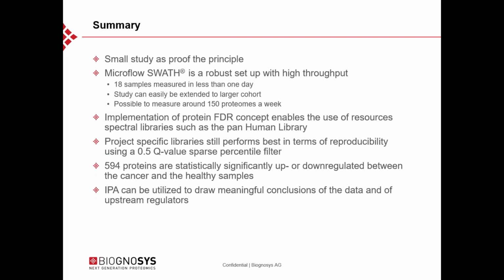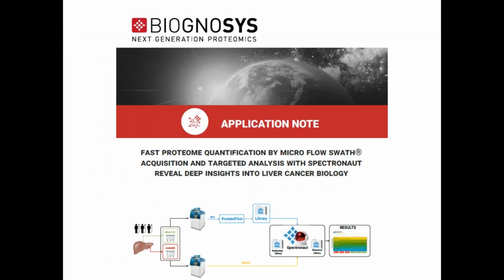Overall, in this small proof of principle study, we could show that 594 proteins are statistically significantly up or down regulated between the cancer and the healthy samples. And I hope I could also show that by using the IPA tool, you can draw meaningful conclusions out of the data directly, but also using the tools that give you information about the upstream regulators of these proteins. This entire study will also shortly after the webinar be published on our Science Hub as an application note, and you can read it and look more in detail into the data.